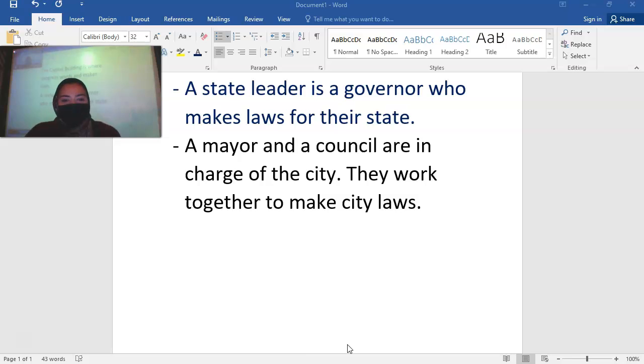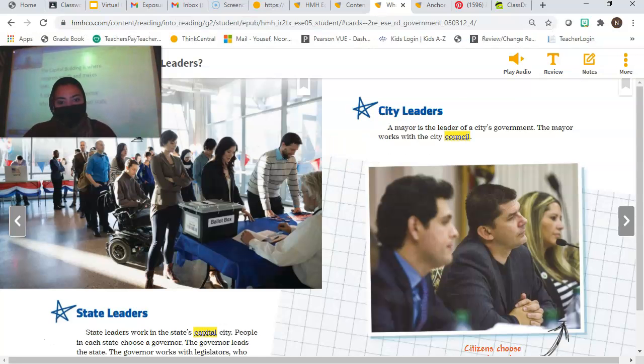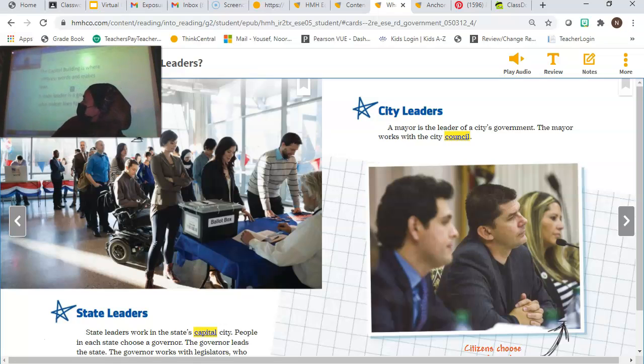Okay, so we talked about how a state leader is a governor who makes laws for their state. Now let's talk about the next page, city leaders. Sorry. How do I unfreeze those? There we go. All right, city leaders.